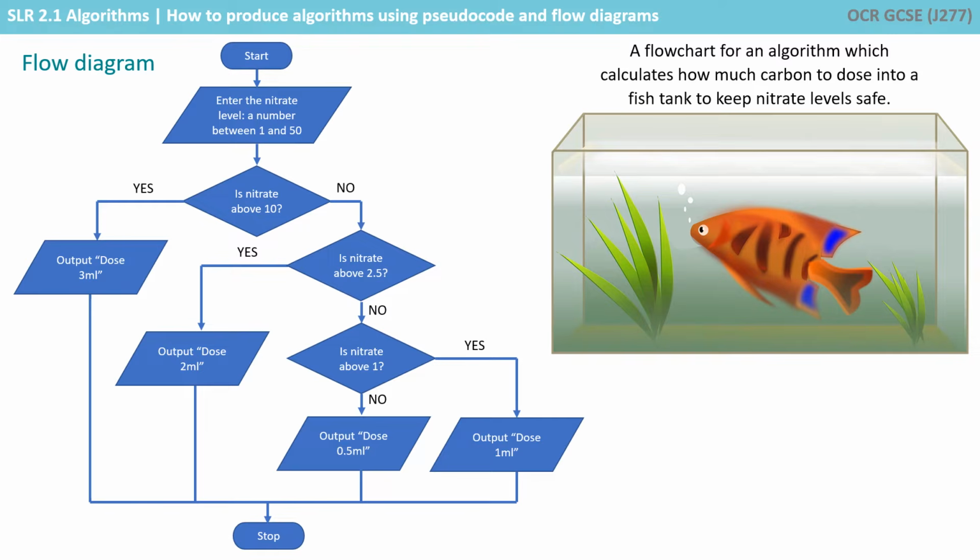Here's another example of a flow diagram. Now this algorithm calculates how much carbon to dose into a fish tank to keep nitrates at bay. It starts by asking what the nitrate level is, and says if the nitrate is above 10, then output 3 mil. If not, is nitrates above 2.5, and if they are, output 2 mils. And if they're not, is the nitrates above 1, and if it is, dose 1 mil. And if it's not, dose half a mil before coming to a stop.